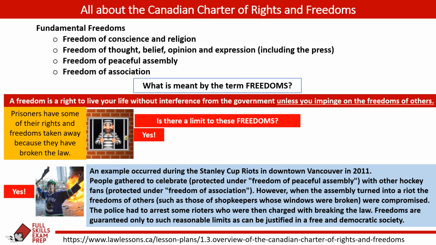So the assembly turned into a riot, and the freedoms of others, such as shopkeepers whose windows were broken, were affected. Some people got assaulted as well if they were wearing a different type of jersey, I remember seeing. So anyways, when that type of thing happens, you can see underlined right in the middle, a freedom is a right to live your life without interference from the government unless you impinge on the freedoms of others. In that case, those people were impinging on the freedoms of others. So the police had to arrest some of the rioters, and they were charged with breaking the law. And the final sentence, I think, gives us a perfect overview of this: freedoms are guaranteed only to such reasonable limits as can be justified in a free and democratic society.